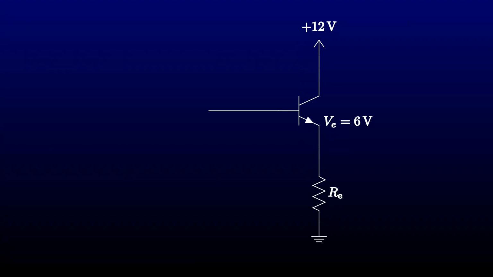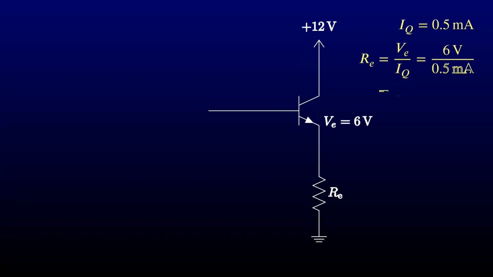We will need to choose what current the follower will draw when there's no input signal. That's called the quiescent current, and I'll denote it I sub Q. I'll arbitrarily choose half a milliamp. I'll have more to say about how to make this choice later. We choose the emitter resistor to pass that much current at the bias point. 12 kilohms is the calculated value.